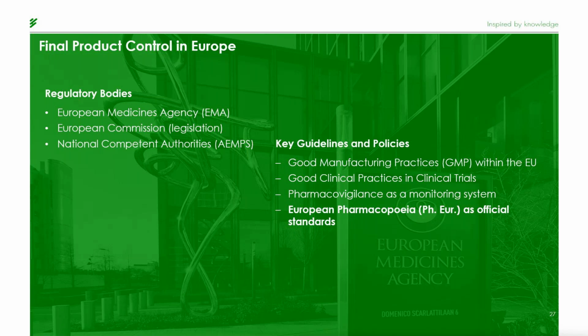We have also key guidelines and directives: good manufacturing practices within the EU for ensuring the consistency of manufactured medicines and the control of quality standards; good clinical practices, guides that govern the clinical trial process to ensure the safety and well-being of the participants; pharmacovigilance within the EU, which is a very robust system to monitor the safety of authorized medicines; and finally, our star of the webinar, the European Pharmacopoeia, which provides official standards for the quality of medicines and their components that must be legally complied with.